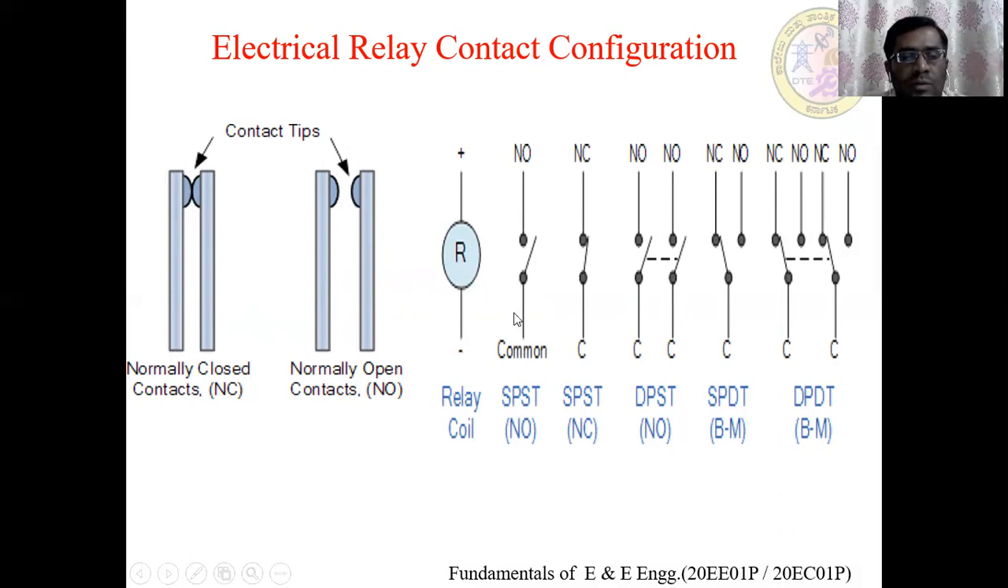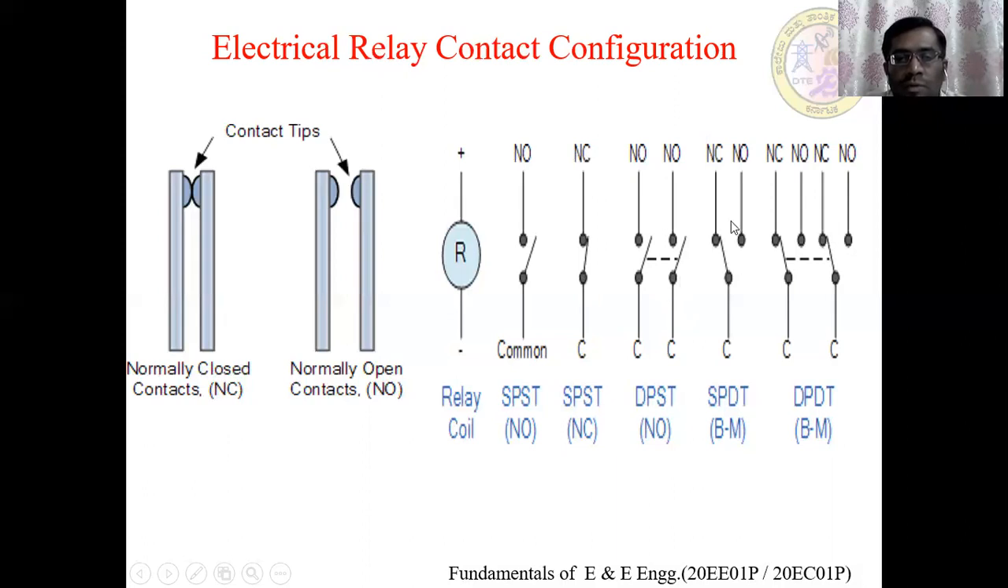This shows SPST normally open: a single pole, single throw, with no connection. This one shows normally closed, where the connection is closed. So it is a single pole, single throw, normally closed. This figure shows two normally open contacts. There are two poles, normally open, and a single throw. So it is double pole, single throw.